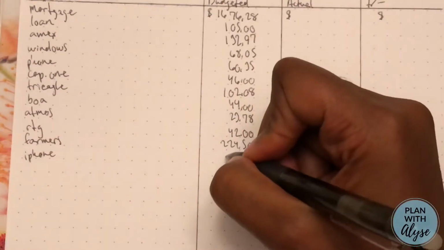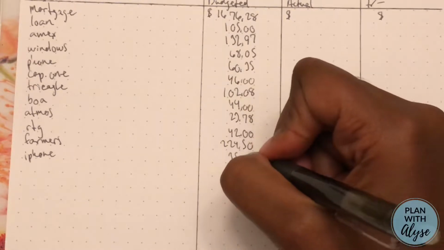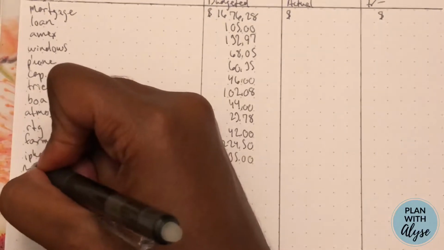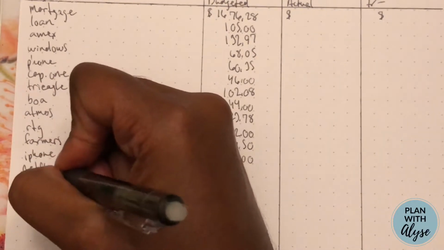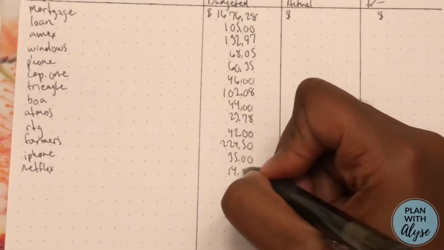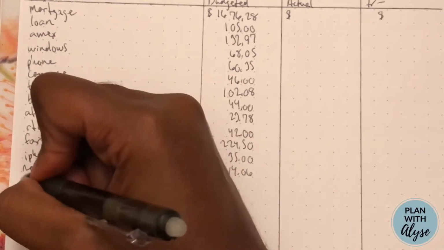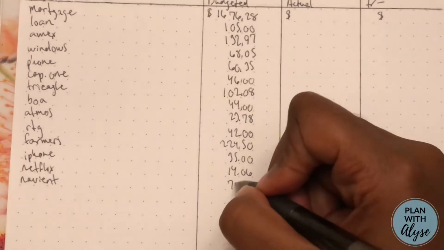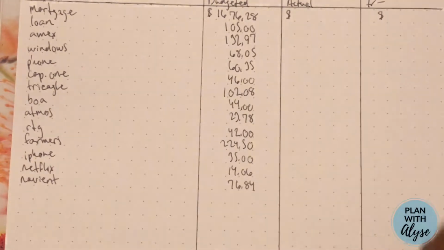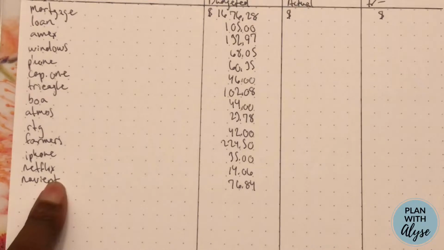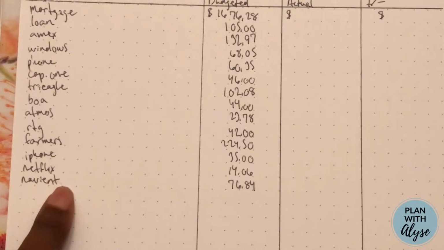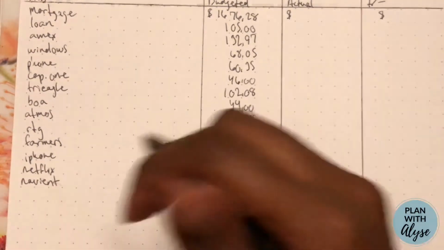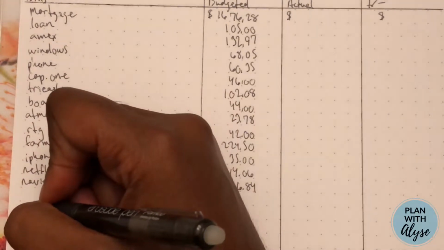My iPhone payment is $35. Netflix, $14.06. My very last student loan, $76.84. This is gonna be like one of the last things that gets paid off on our debt. It sucks, but it's fine at the same time.